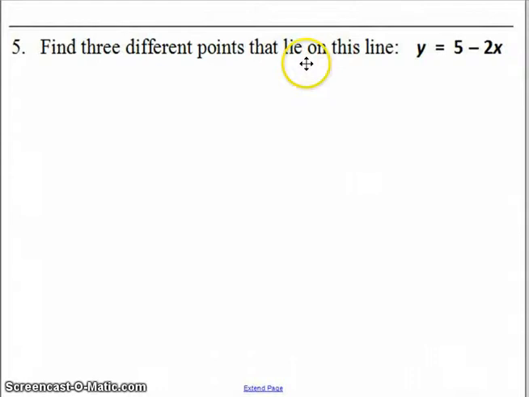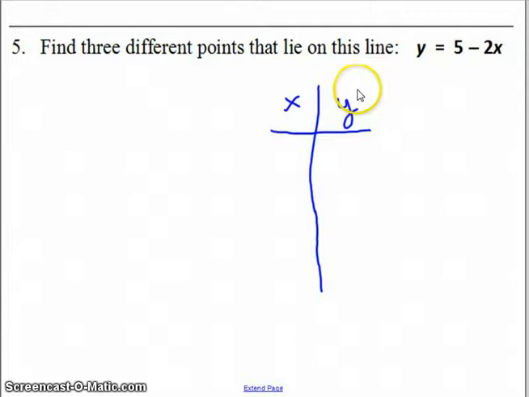So what you need to do, anytime anybody asks you whether or not you can find a point that lies on a line, make yourself an XY list. And use easy numbers for x. 0 is the easiest of all. If x is 0, well, y is 5 minus 2x. Well, that would mean 5 minus 2 times 0.